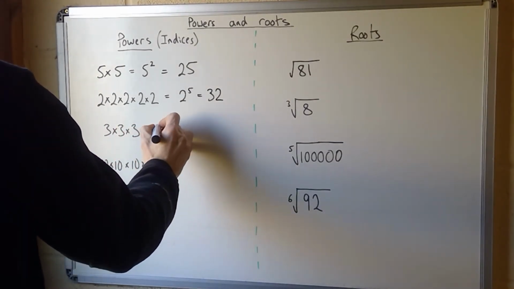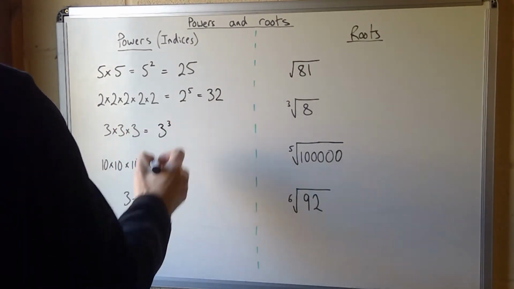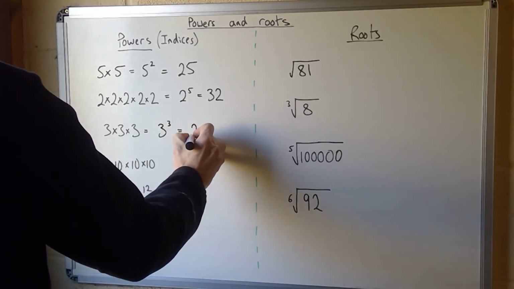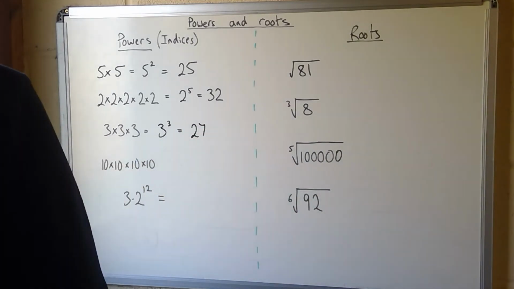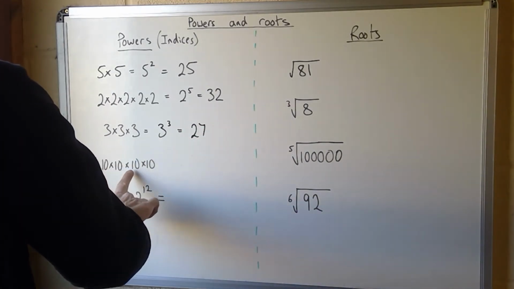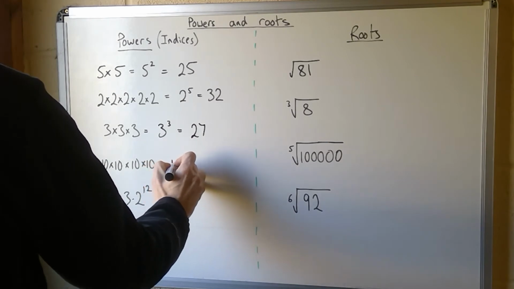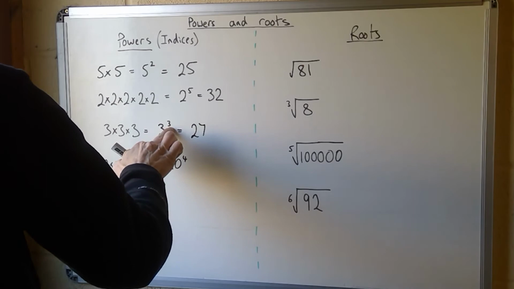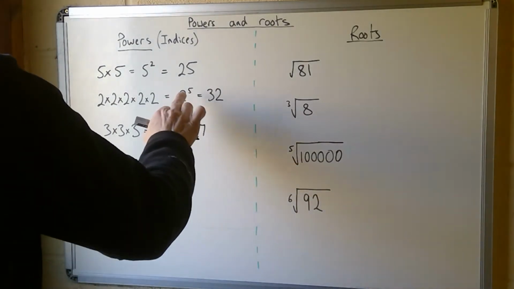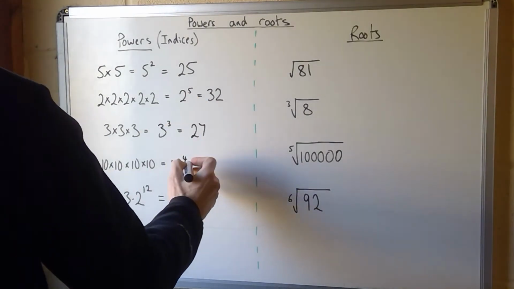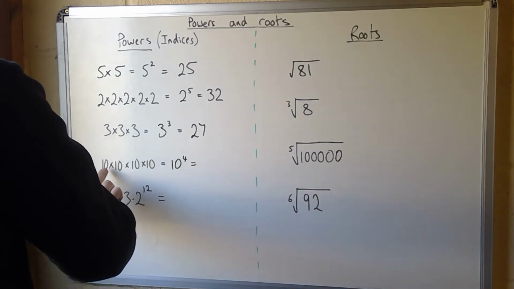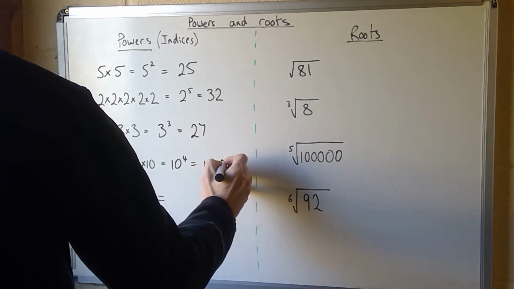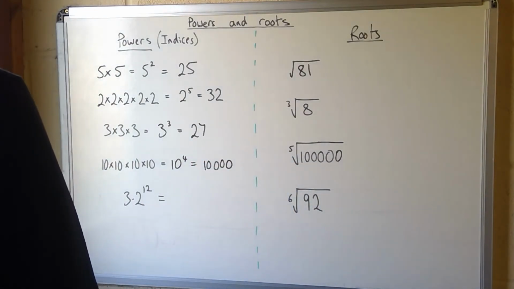3 times 3 times 3, we actually call that 3 cubed, or 3 to the power of 3. And that's 27. 3 times 3 is 9 times 3 again is 27. 10 times 10 times 10 times 10, we'd call 10 to the power of 4. We call this squared, we call this cubed. When the numbers get bigger than 3, we don't have a special name for it, we just call it 2 to the power of 5, 10 to the power of 4. 10 to the power of 4 would be 10, 100, 1,000, 10,000, multiplying 10 by itself 4 times.